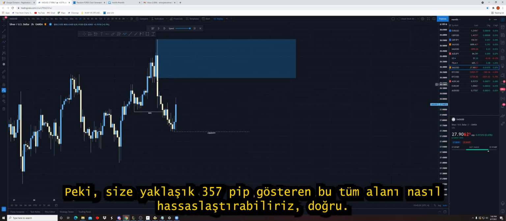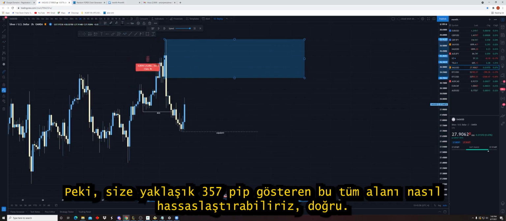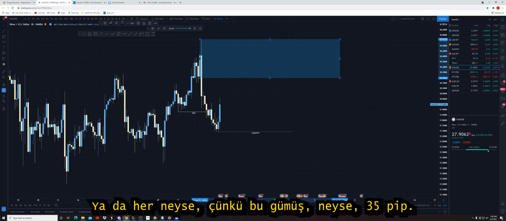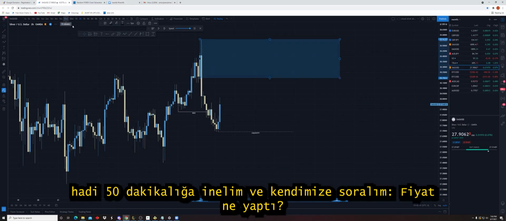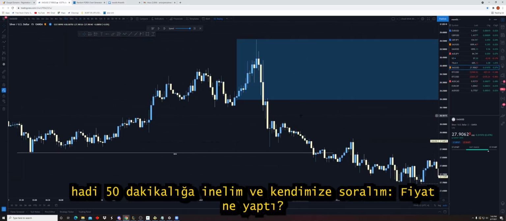So how can we refine this whole area that shows you about 35 pips, right? Or whatever it is, because it's silver, I'm not sure how much it is, but let's go down to 50-minute and ask ourselves, so what did price do?